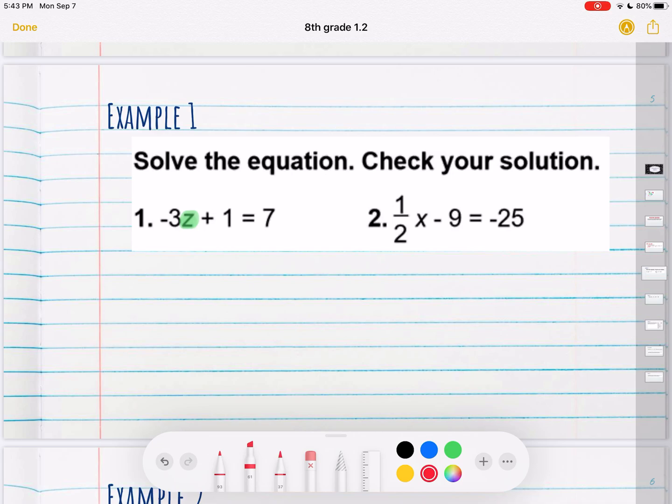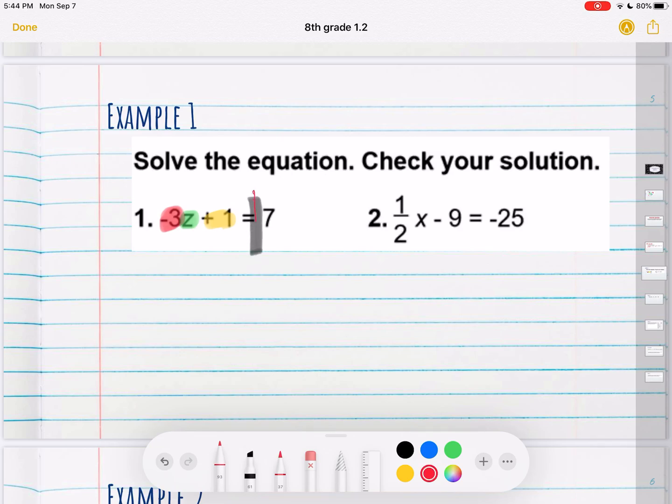Let's see. I like to use the best friend method for figuring out which one I need to get rid of first. So the best friend of z is the one that is closest to z. It's the one we want to get rid of last, because best friends, we want them to stick together until the very end, until the best friend absolutely has to go to isolate the variable. Negative 3 is the best friend because it is the closest to z. And then our plus 1, that's the other thing we need to get rid of. He's not the best friend, so we're going to get rid of him first.